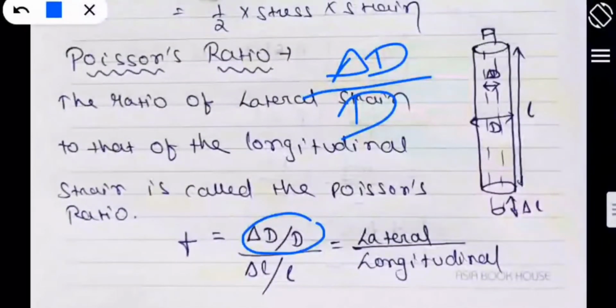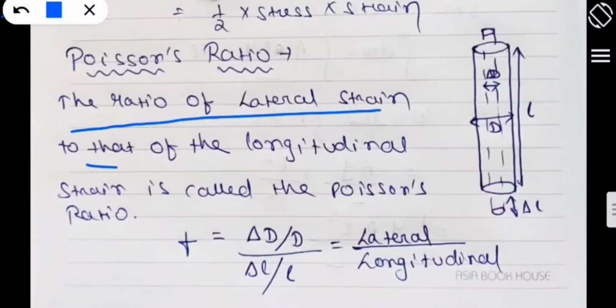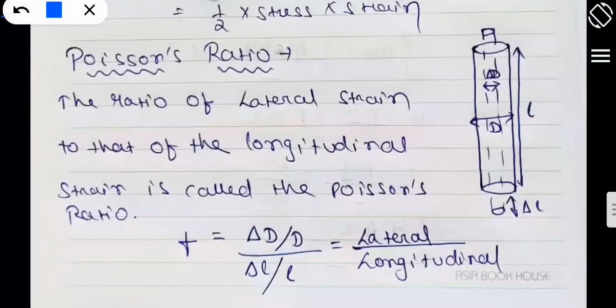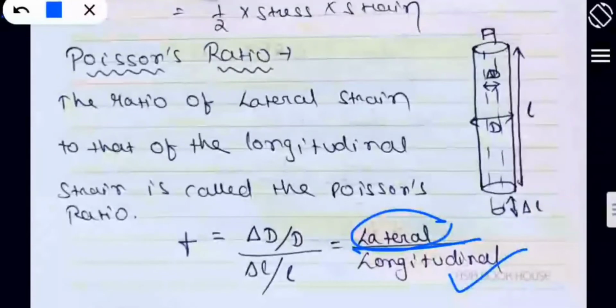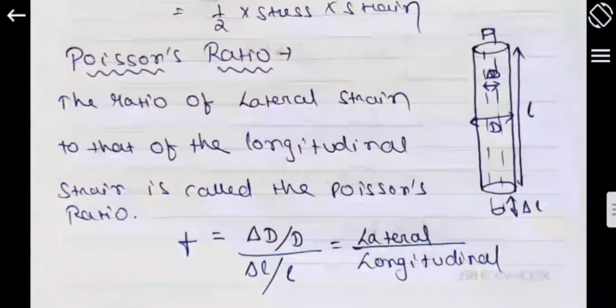See, delta D by D. This is for the lateral section, because Poisson's ratio is telling us the ratio of the lateral strain to that of the longitudinal strain. Lateral strain is delta D by D. And the longitudinal one is what? Change in length is delta L and original length is L, so delta L by L. So delta D by D is lateral divided by longitudinal strain. So the formula is delta D by D divided by delta L by L. Now all of you switch on your mic and say yes if you understood up to this.